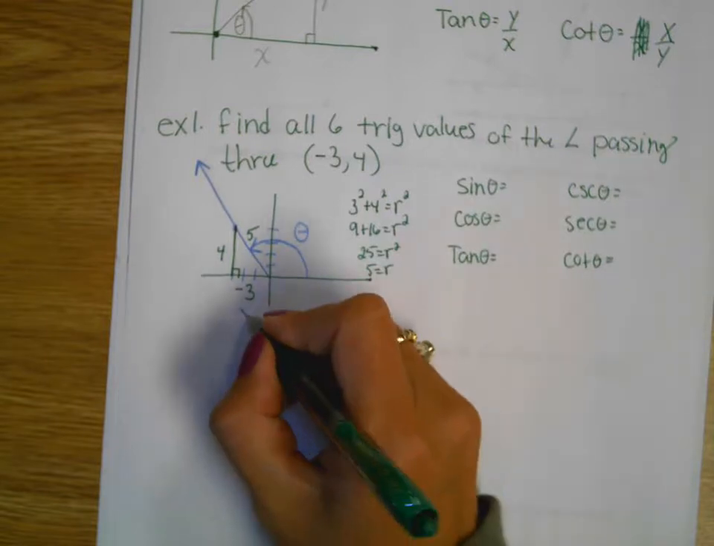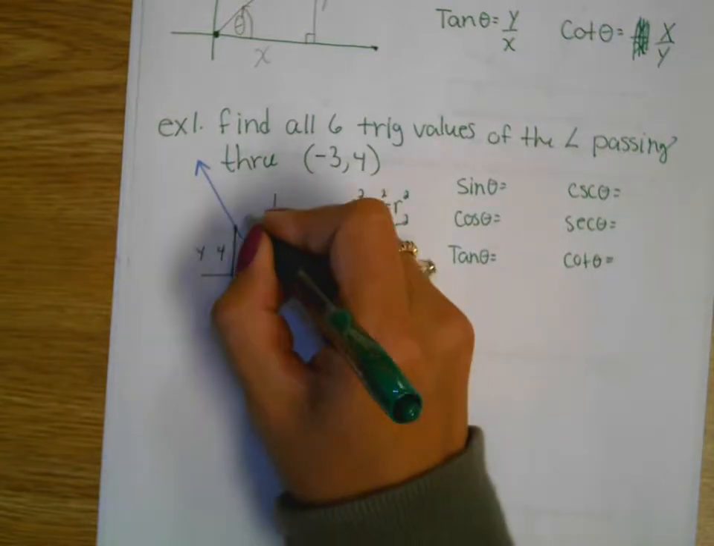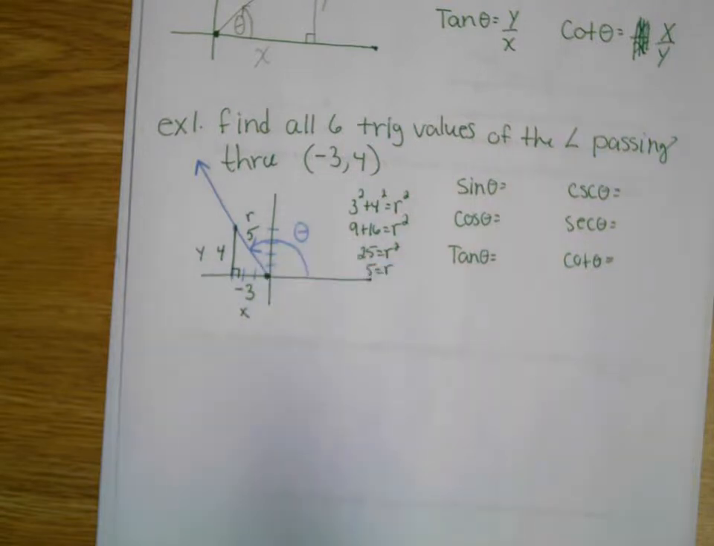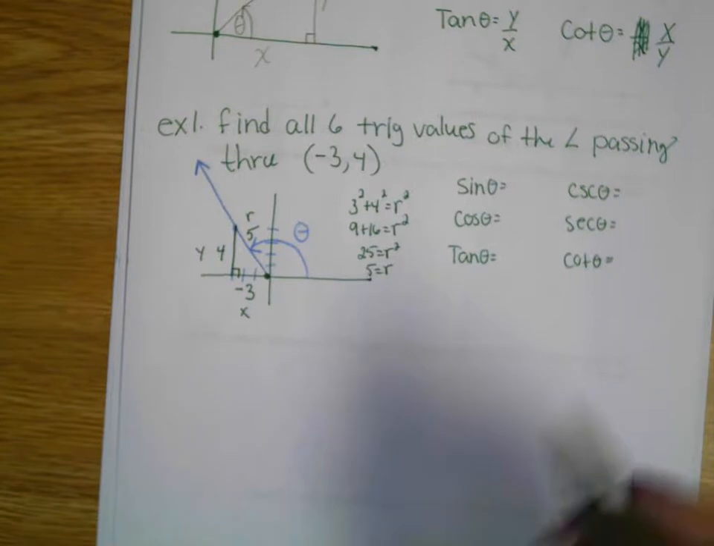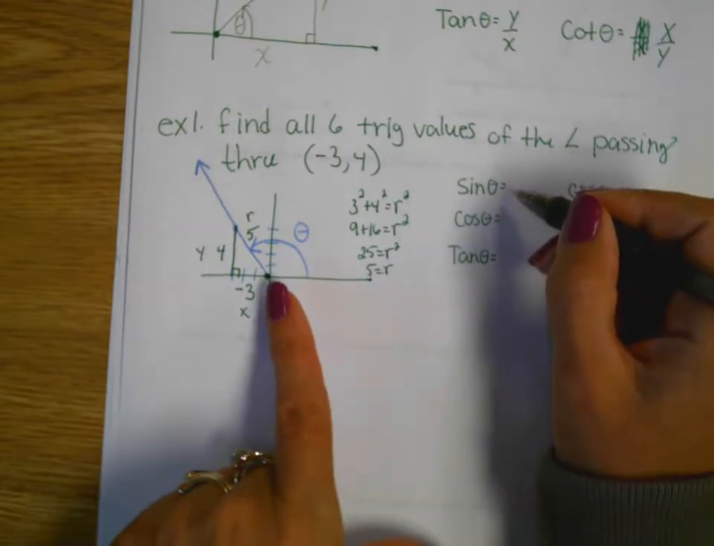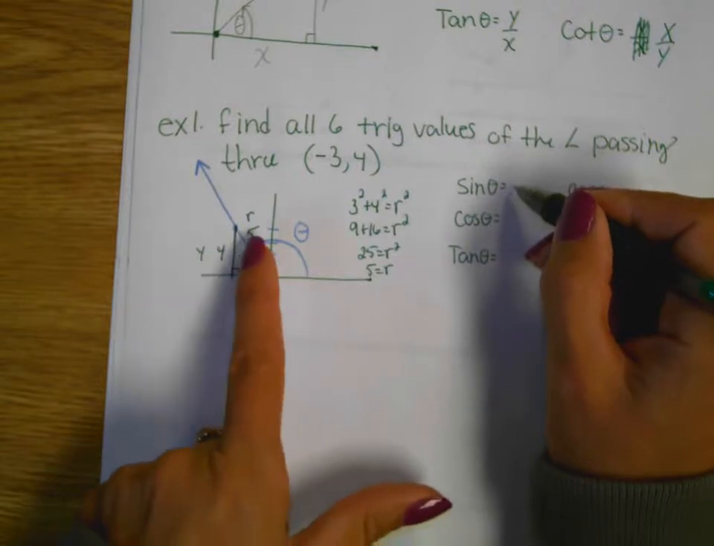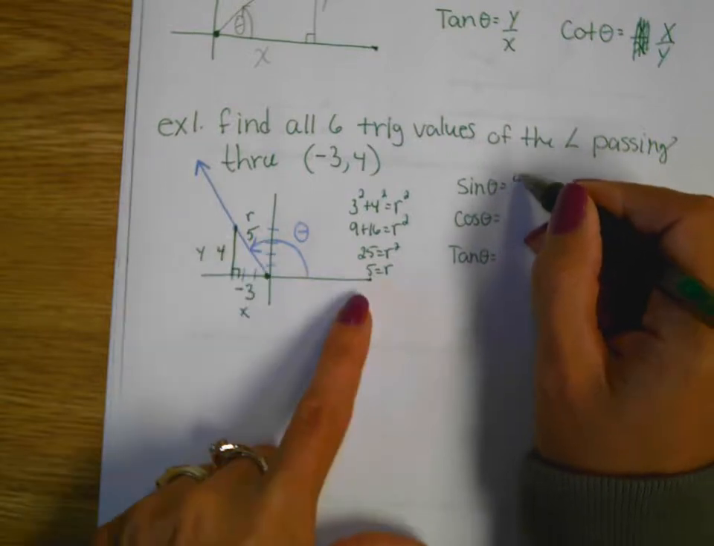If you want, you can put your x, y, r, or you can just pretend you're standing at the origin and do SOHCAHTOA. It all matches up. So let's have Erica run through the sine, cosine, and tangent for us. What do you think sine's going to be? Yep, opposite over hypotenuse, y over r.